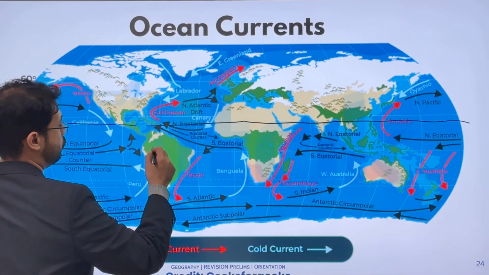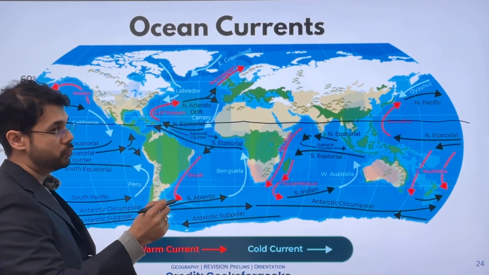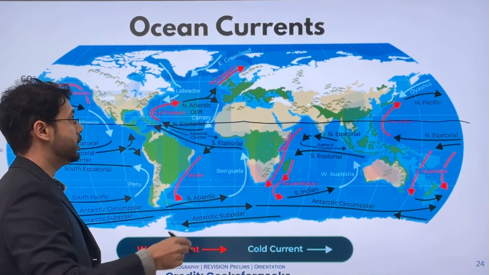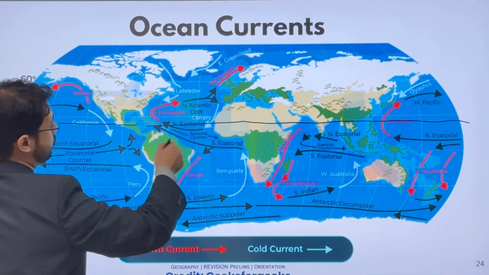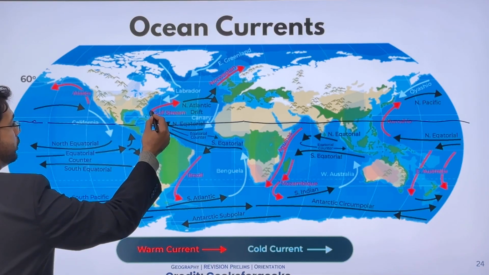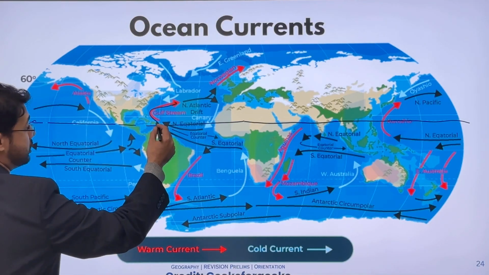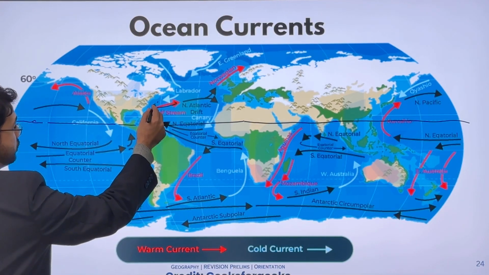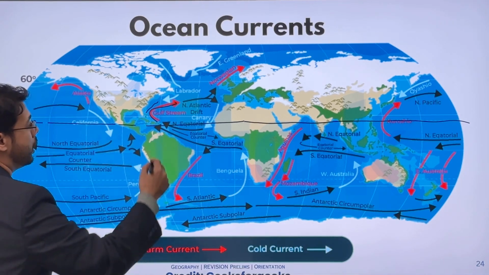Warm ocean currents always start from the equator and move towards the poles. Cold ocean currents always start from the poles and move towards the equator. So the Gulf Stream is moving from here, and this is moving also because of the landforms as well as due to the Coriolis force of the earth.